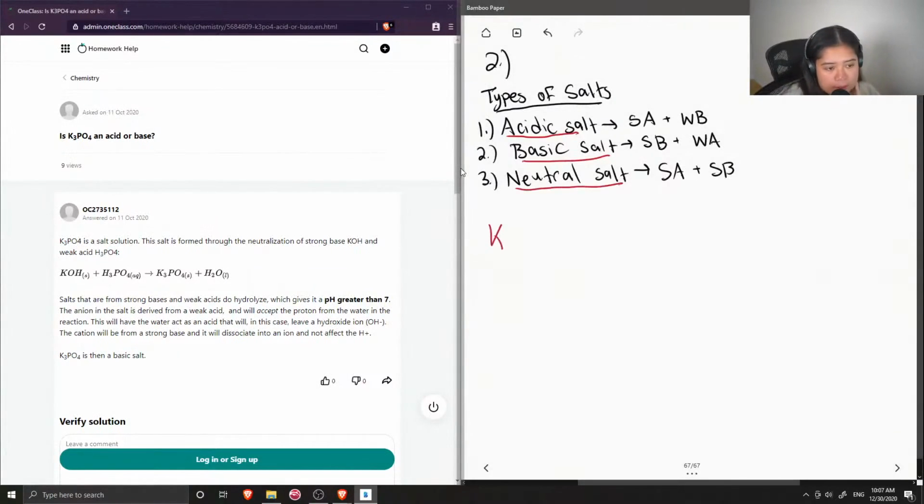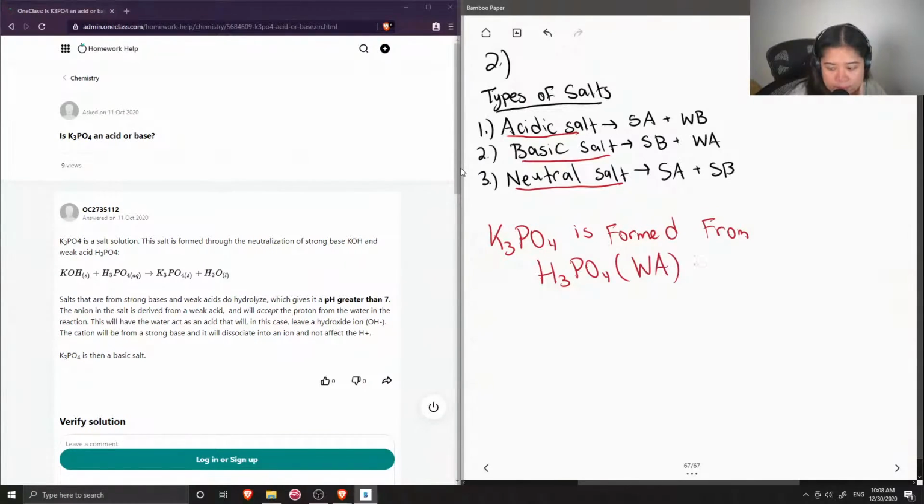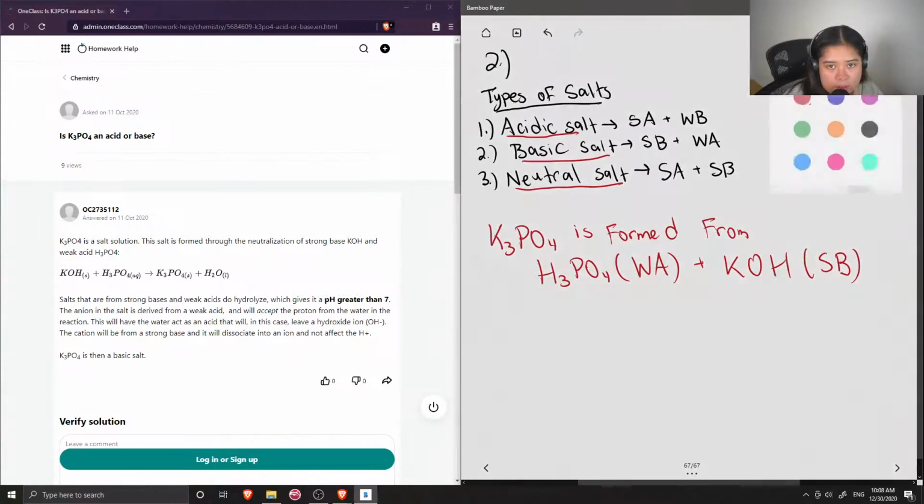Okay, so K3PO4 is formed from H3PO4, which is a weak acid, and potassium hydroxide, which is a strong base. Okay, so I can show how this reaction would take place.